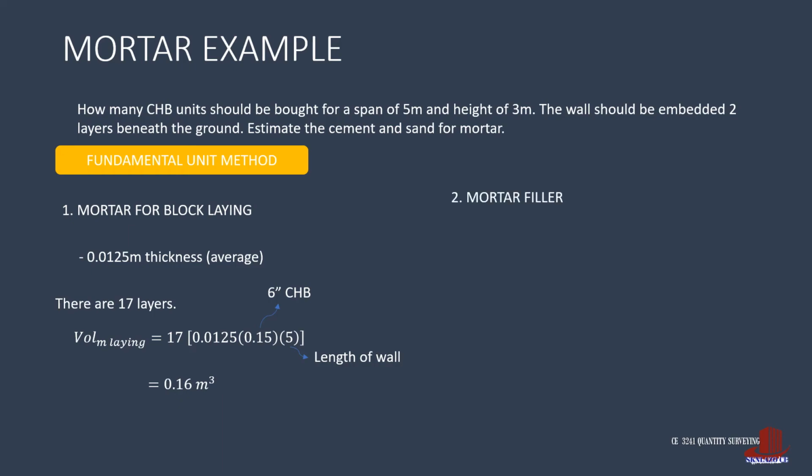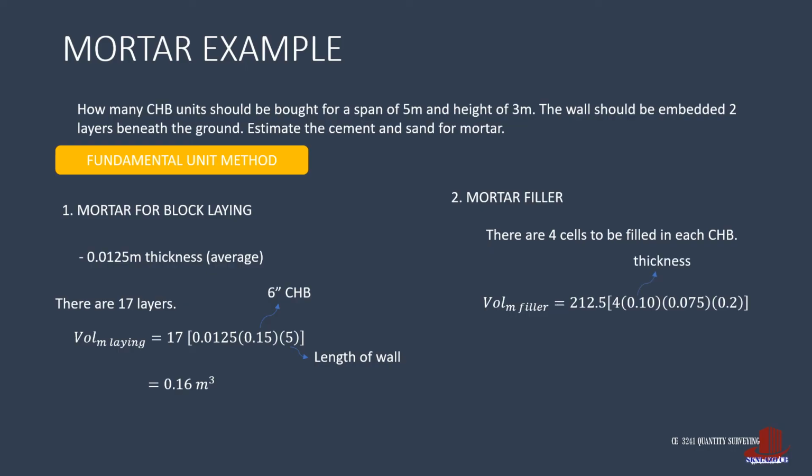The mortar filler would also be computed as 4 cells in each CHB, and there are an estimated 212.5 of them for the wall. This is multiplied by 0.1, from 6 inches less 2 inches thick of the cell, by 0.075 meters width of the cell with 0.2 meters height. And that will come out to be 1.275 cubic meters.